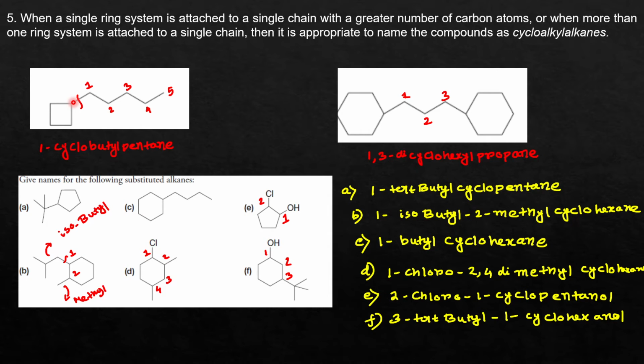I am just solving one of these problems, problem number F. You can see that this is a 6-membered cyclic ring, and at first you can see that there are basically two substituents or two groups. One is the hydroxyl group or alcohol group, and the other is the tert-butyl group. Now when a carbon atom is attached to a hydroxyl group, that carbon atom has to be numbered number 1.